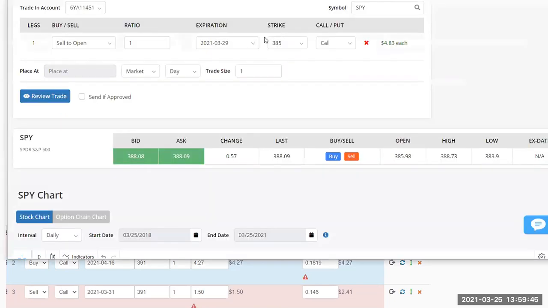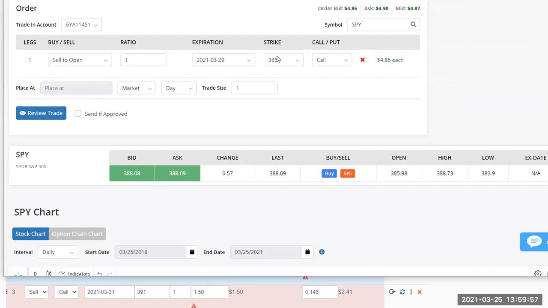So come tomorrow at some point, I'll replace that 385 and I'll bring in another, hopefully large, amount of extrinsic value on this thing. And I just go through the process and wait, and it's kind of like a profit stacking deal.